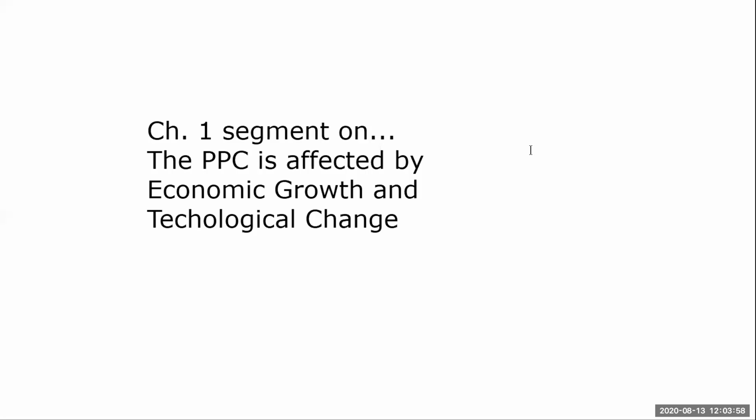Hi everyone, welcome to another segment, probably the last segment on chapter 1. Here we're going to look at the production possibility curve and see how it's affected by economic growth and by technological change. And remember, the production possibility curve shows the maximum combinations of outputs that an economy can produce, and those outputs are indicated on the curve. So we want to show how economic growth and technological change can be seen in our model.